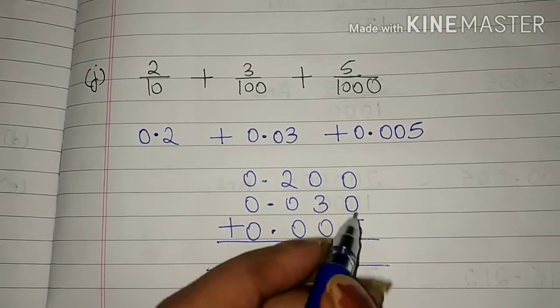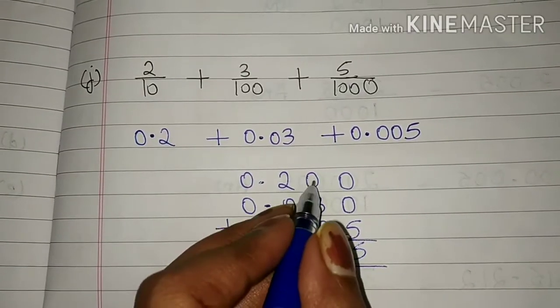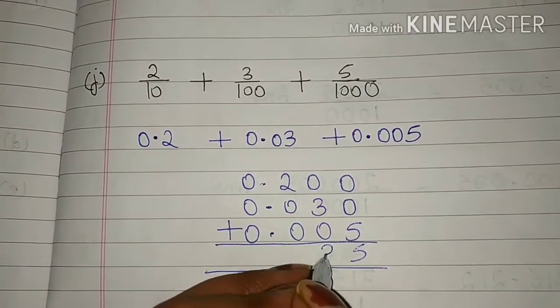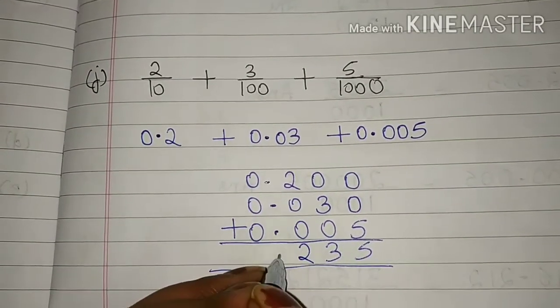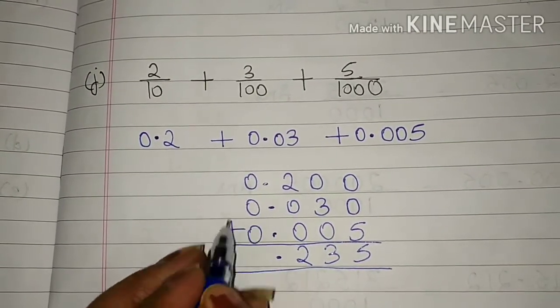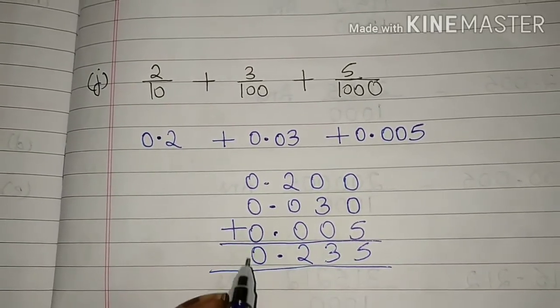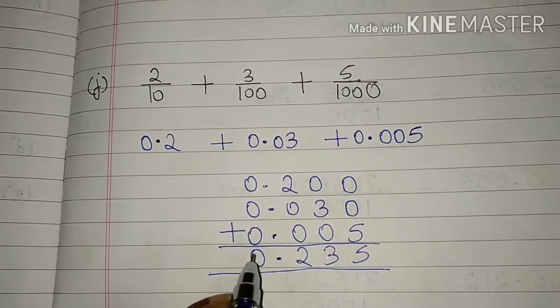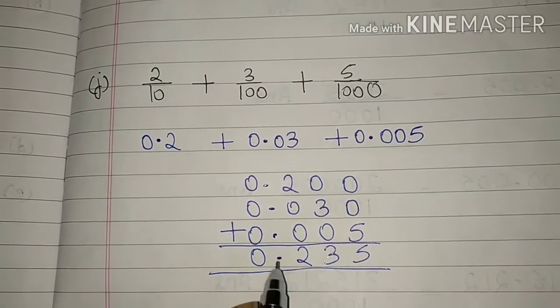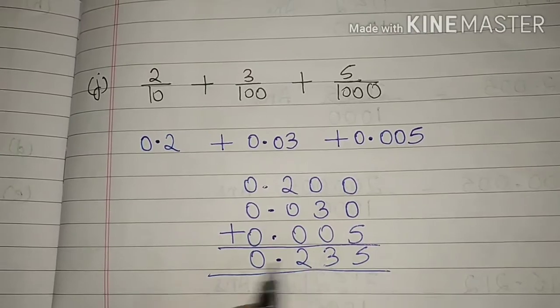0 plus 0 plus 5 is equal to 5. 0 plus 3 plus 0 is equal to 3. 2 plus 0 plus 0 is equal to 2. Decimal point. 0 plus 0 plus 0 is equal to 0. 0.235. This is your answer. Students, 0.235. This is your answer.